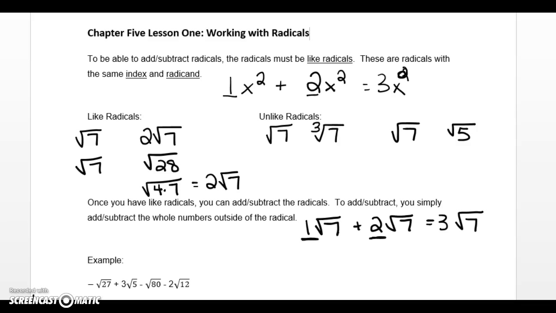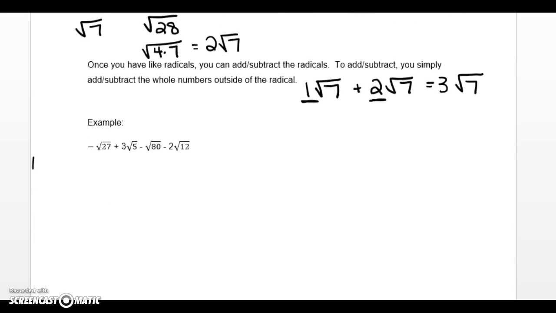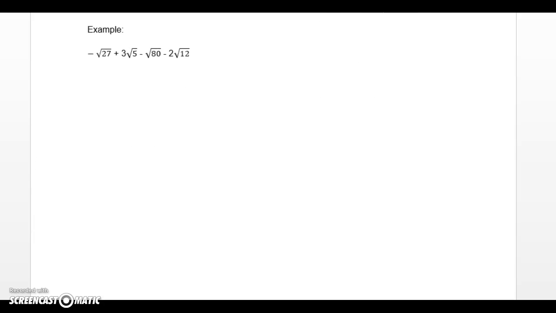Now we're going to do an example from your notes, and this is example number 2 from your notes. In this example, we're going to add and subtract the following radicals. Here we have negative square root of 27 plus 3 square root of 5 minus square root of 80 minus 2 square root of 12.